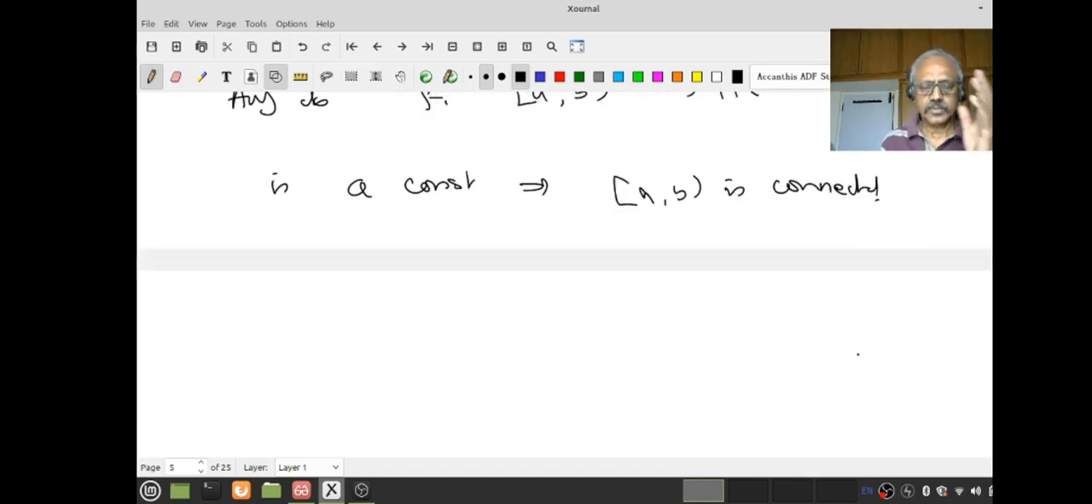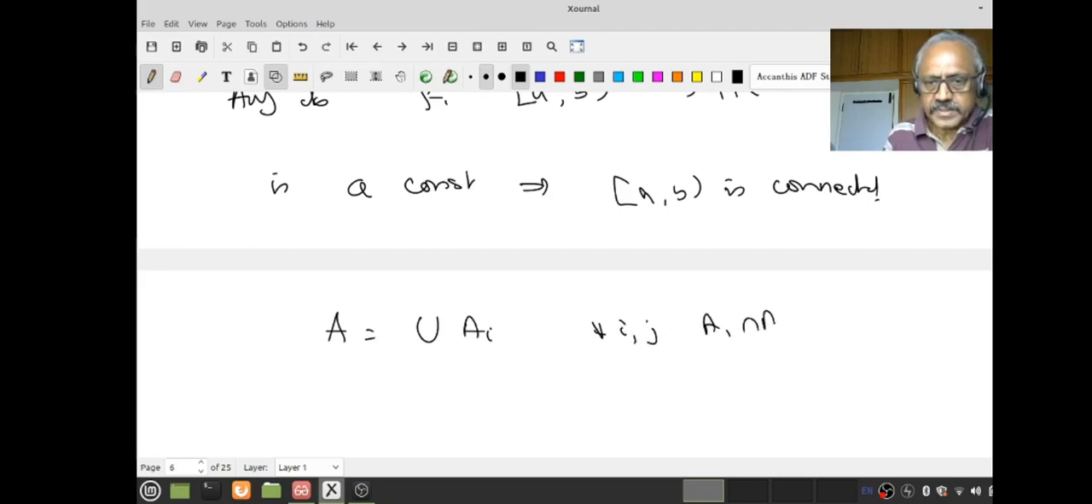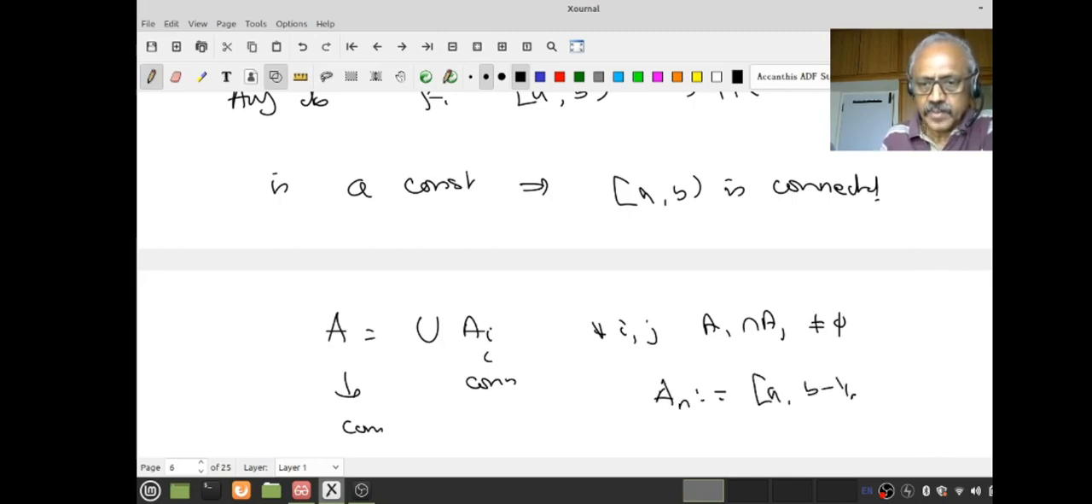Okay. This also follows from whatever we did. What I did was, if A equals the union of A_i, so that for all i and j, A_i intersection A_j is not empty, and if these are connected, then A is connected. Now what are my A_i? A_i are A_n, which is [a + 1/n, b - 1/n]. These are all connected, and A_n intersection A_m is not empty. In fact, little a will be an element of everything. So this also follows from the earlier result.